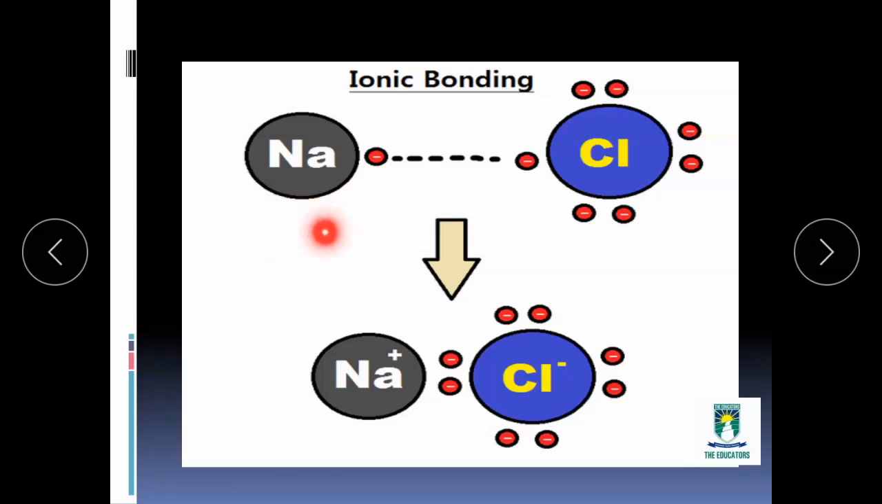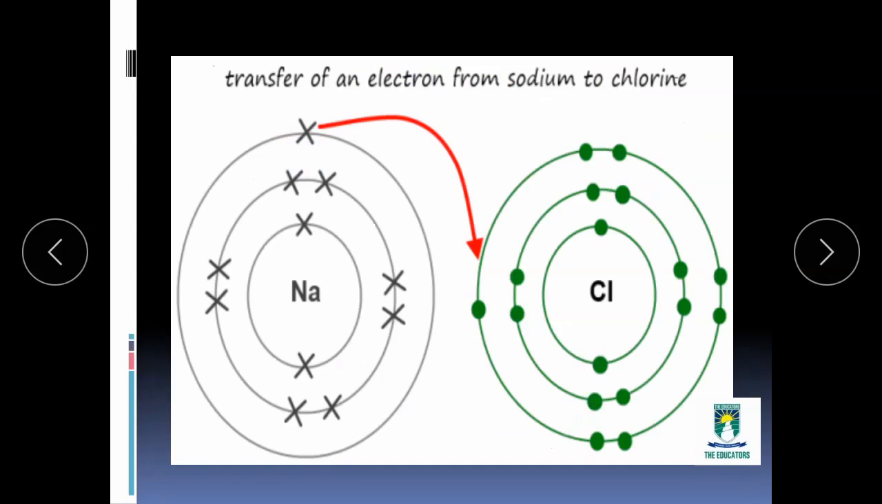So when sodium loses its electron and chlorine gains that electron, what will happen? By the loss of an electron, sodium will get a positive charge, and by the gain of an electron, chlorine will get a negative charge. So this is how sodium will form a cation and chlorine will form an anion. This is the transfer of electrons from sodium towards chlorine, and such type of bonding, in which there is a transfer of electrons from one atom towards the other atom, is called an ionic bond. Transfer of an electron from sodium to chlorine.